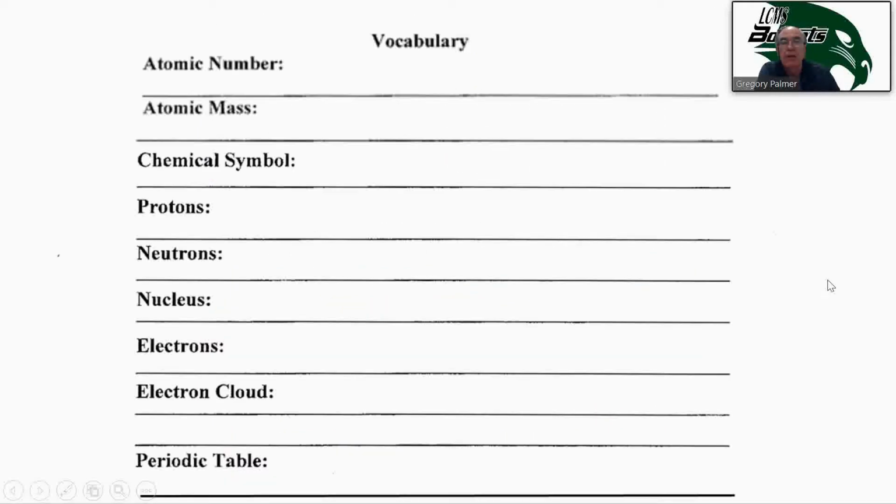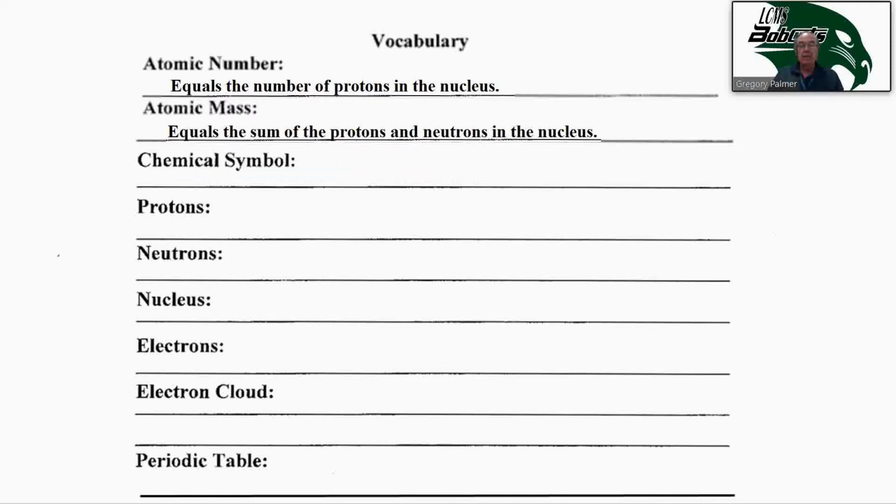Okay, on this vocabulary review, we're going to go through the basic vocabulary of the unit. The atomic number equals the number of protons in the nucleus. We're not necessarily writing full sentences or a big description. These are the important things that you need to remember, so this would be a really good page to study. Atomic mass is the sum of the protons and neutrons in the nucleus.